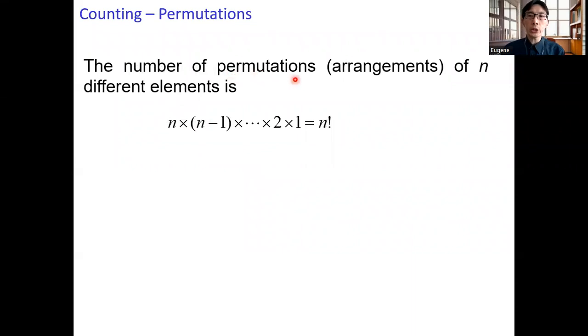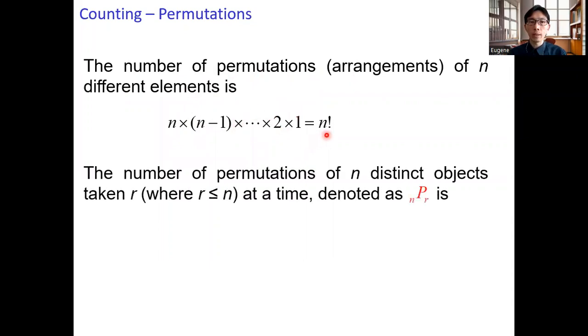The number of permutations of n different elements is n by n minus 1 until by 2 by 1, and this is equivalent to n factorial. And the number of permutations of n distinct objects taken r objects at a time is denoted as nPr. P stands for permutation. This number is equal to the expression n times n minus 1 times n minus 2 times up to n minus r plus 1.